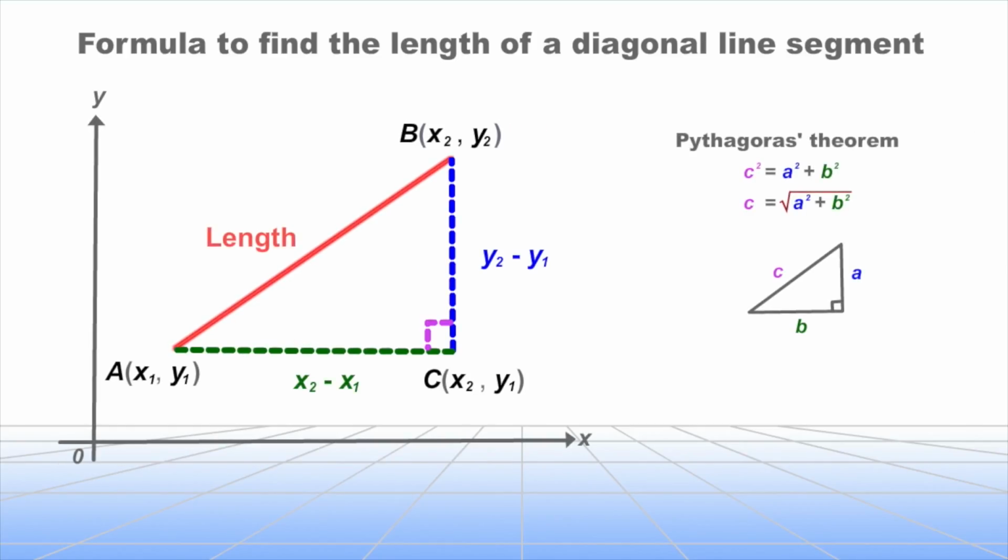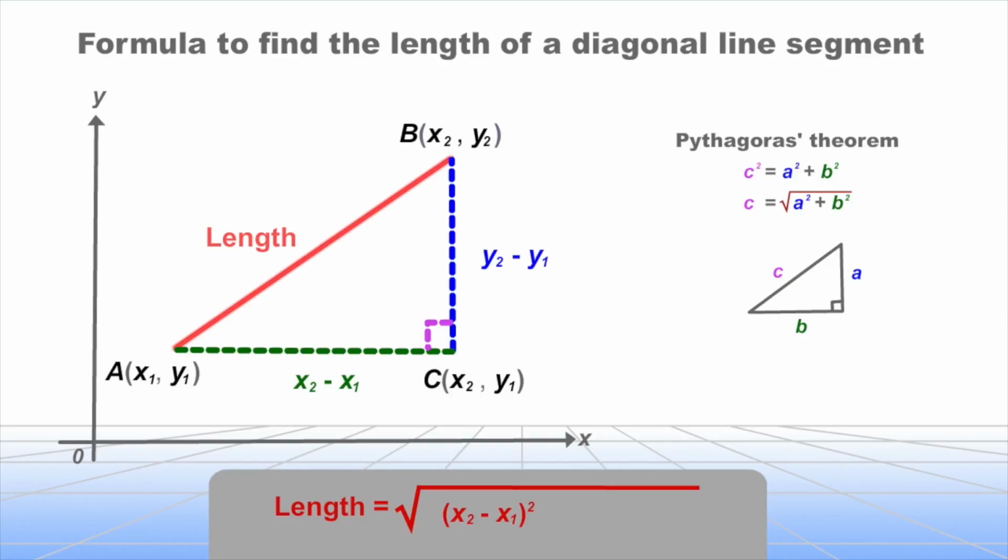Using Pythagoras' theorem, the length of a line segment can therefore be written this way. The length is essentially the square root of the square of the difference between the x-coordinates, that is, x2 minus x1 square, plus the square of the difference between the y-coordinates, that is, y2 minus y1 square. Let us take a look at one example where we can apply what we have learnt.